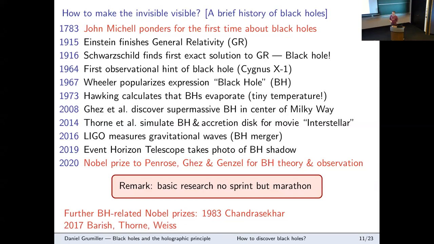So, probably I'm preaching here to the choir, but let me nevertheless make this remark. Basic research often is not a sprint, but a marathon. If you look at the timeline, in 1783, John Mitchell first pondered the possibility of black holes, and then 200 years later, the first black hole-related Nobel Prize was awarded to Chandrasekhar. Then 3 decades later, the next black hole related Nobel Prize for LIGO was awarded to Barish, Thorne and Weiss. And then 3 years later, the next Nobel Prize on black holes to Penrose, Genzel and Ghez.